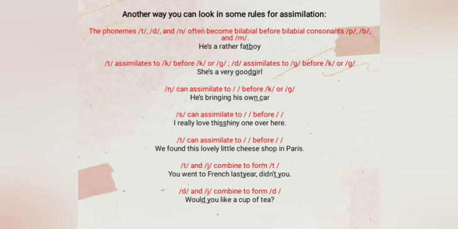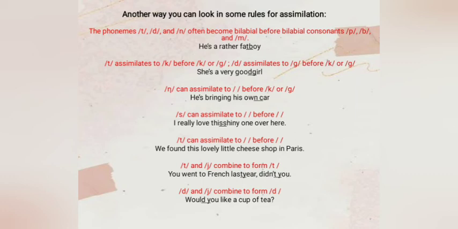T assimilates to k before k or g. D assimilates to g before k or g. Example, she's very good girl. N can assimilate to ŋ before k or g. Example, he's bringing his own car. S can assimilate to ʃ before ʃ. Example, I really love this shiny one over here.